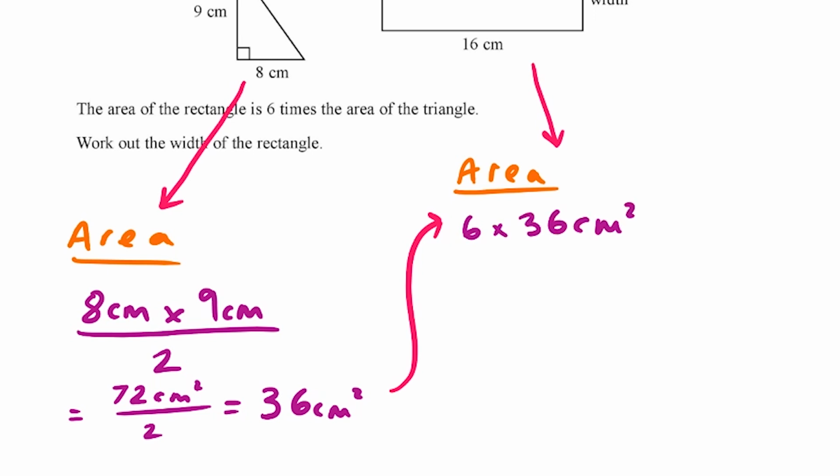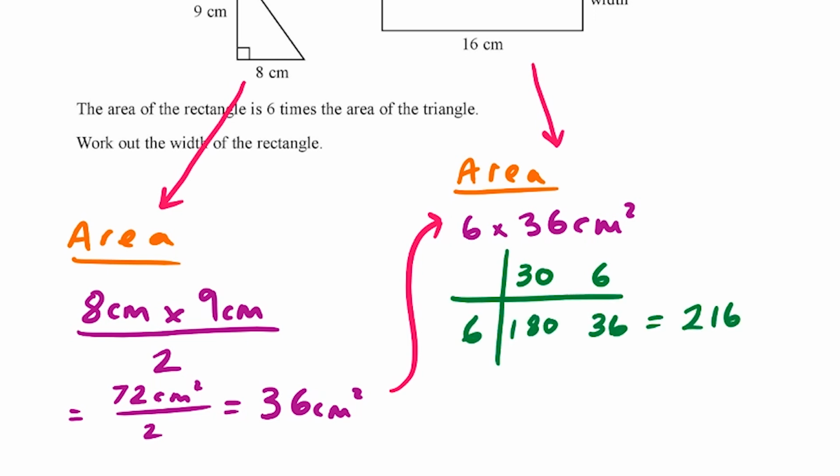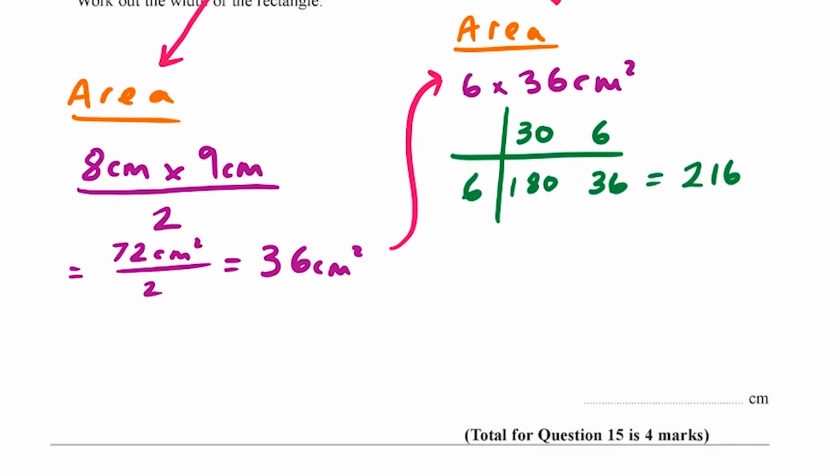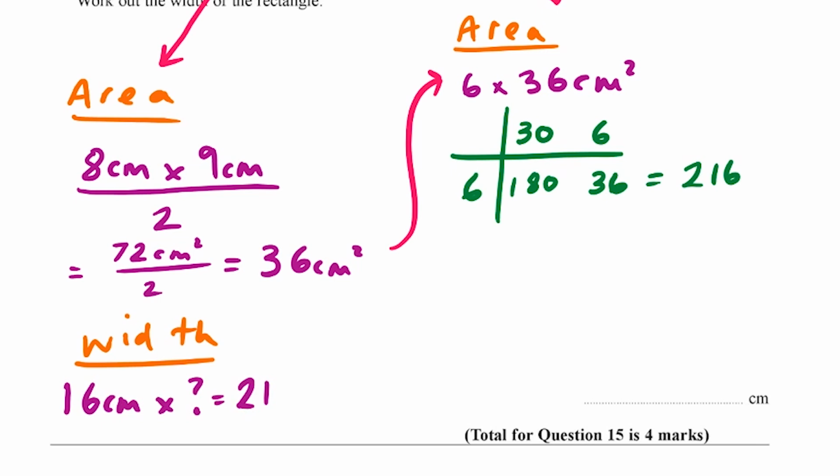I'm using grid method there, so 36 across the top, 6 down the side. So 30 times 6 is 180. 6 times 6 is 36. If we add that together, we get 216. So the area of the rectangle is 216 square centimeters. So to find the area of that rectangle, we would have multiplied those two lengths together. So 16 centimeters multiplied by whatever that width is. And it's giving us an answer of 216 centimeters squared.